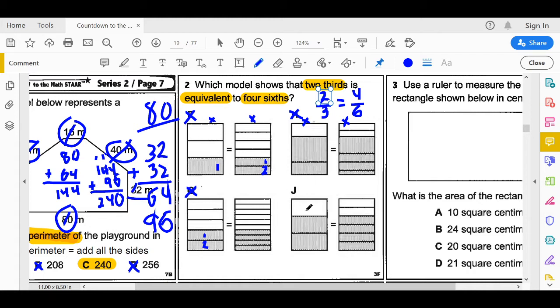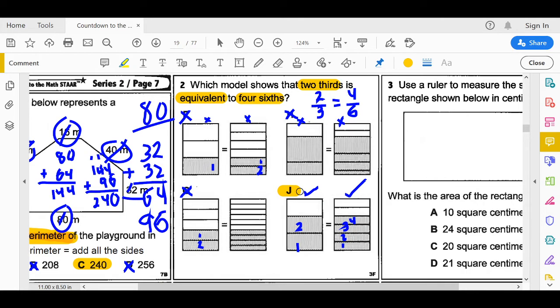Let's check. 2/3 on this side, 1 and 2. 2 out of 3. This one is correct. And you can see they are the same size. And 4/6. 1, 2, 3, and 4. 4 out of 6. 4/6. So letter J is a correct answer there.